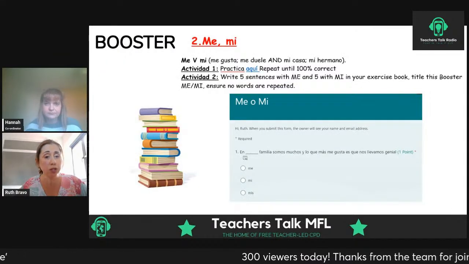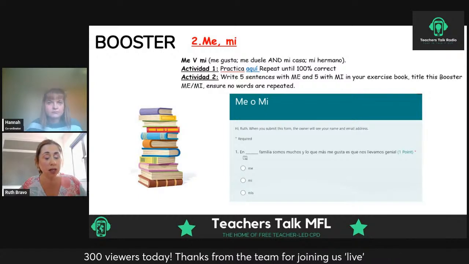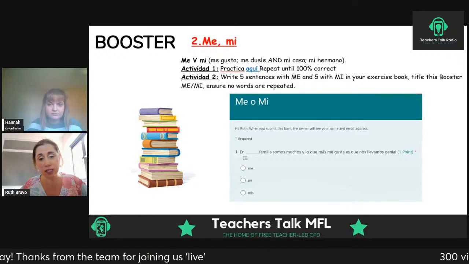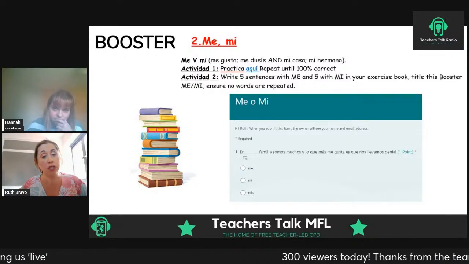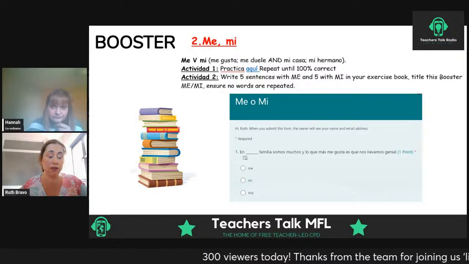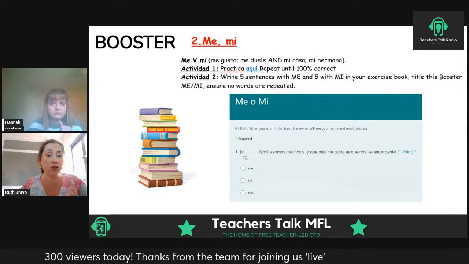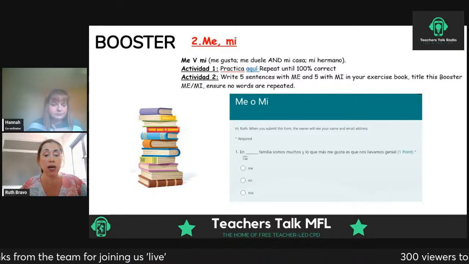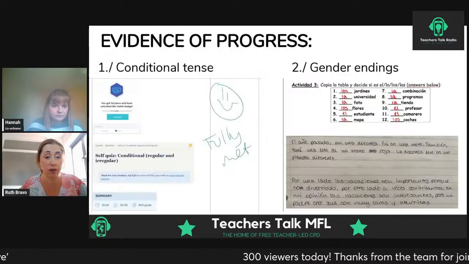This is another booster students find really difficult, the difference between "me" and "me". So the activity here is a link which they do and is self-marked. Another activity is Microsoft Forms, which again is multiple choice. So they have to just select whatever. And again, it is self-marked. And they have to write 5 sentences with each in their exercise book. And that does take a little bit of marking from the teacher, but it's very, very minimal.